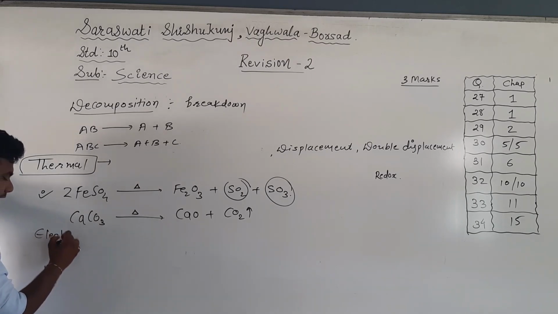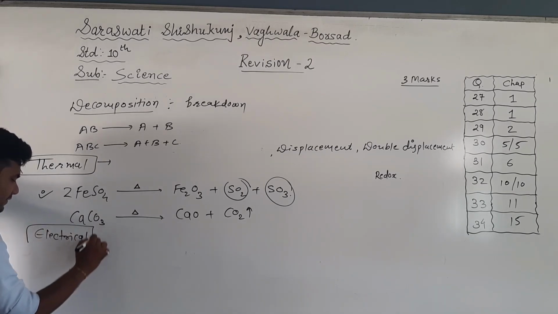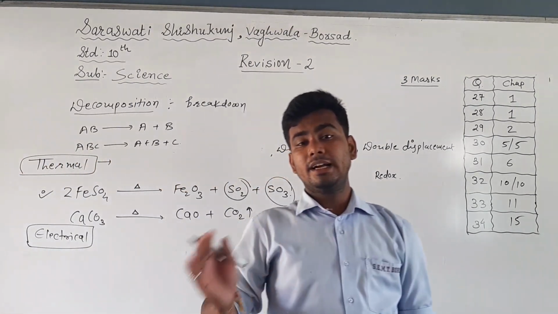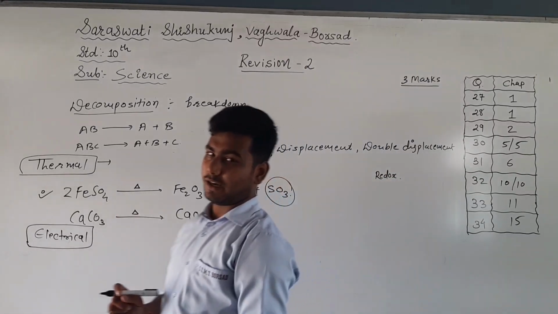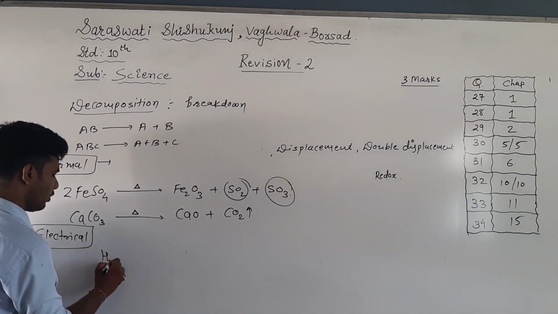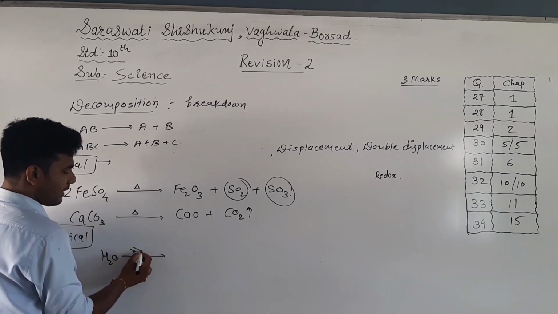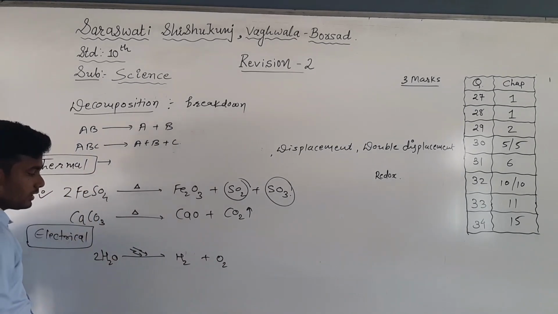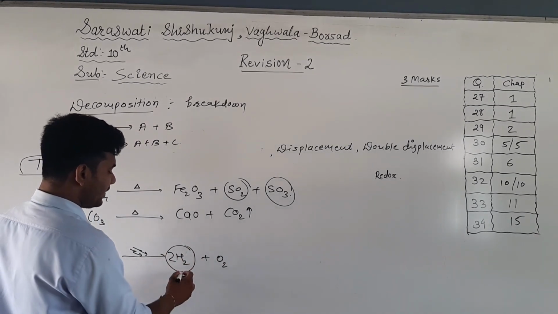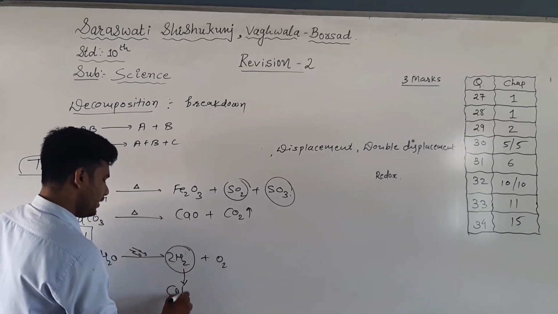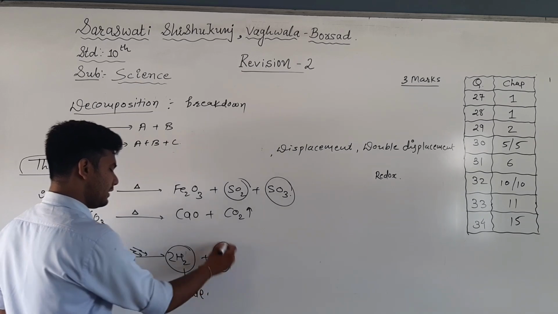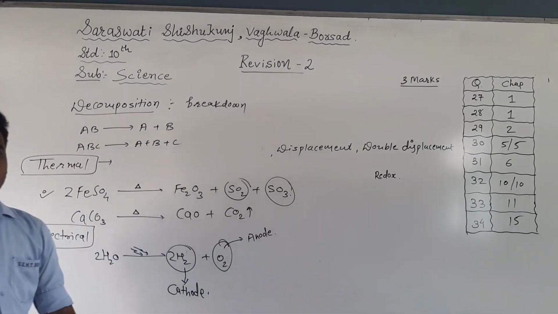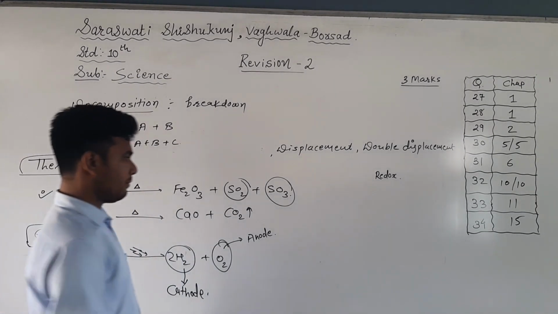After that there is electrical decomposition. As we know, if the breakdown is done by passing electric current, that is called electrical decomposition. In this electrical decomposition we have a normal example of water: when electric current is passed through water, it will give us hydrogen and oxygen gas. Here, this is positively charged, so the hydrogen will be taken at the cathode, and the oxygen will be deposited at the anode. So that will be our electrical decomposition.